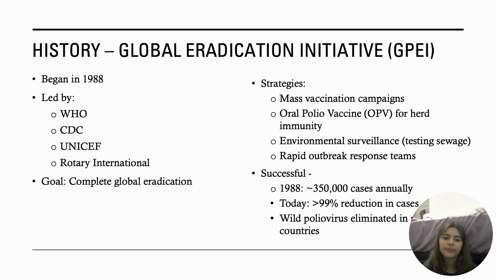The Global Polio Eradication Initiative began in 1988 and was led by the World Health Organization, the CDC, UNICEF, and Rotary International, and their goal was complete global eradication of polio. The strategies they used included mass vaccination campaigns, the oral polio vaccine used for herd immunity, environmental surveillance such as testing sewage, and rapid outbreak response teams. They were quite successful, going from 350,000 cases annually in 1988 to over a 99% reduction in cases today. This means that wild poliovirus is eliminated in most countries now.